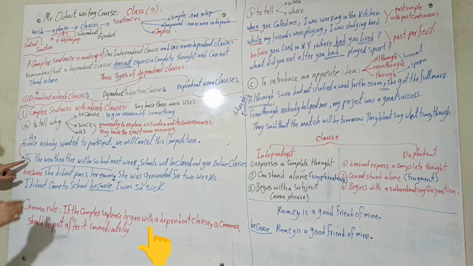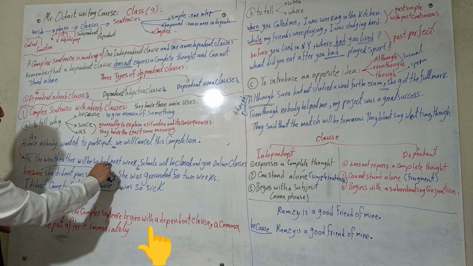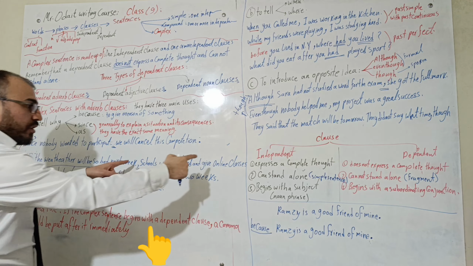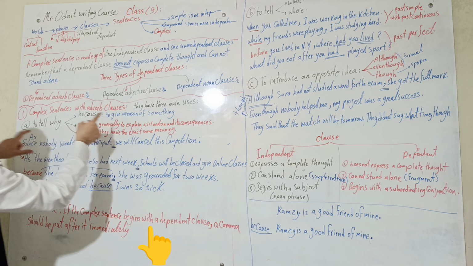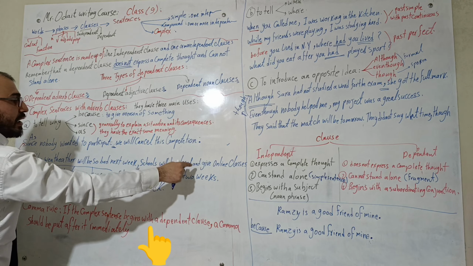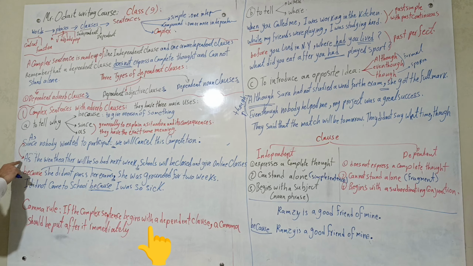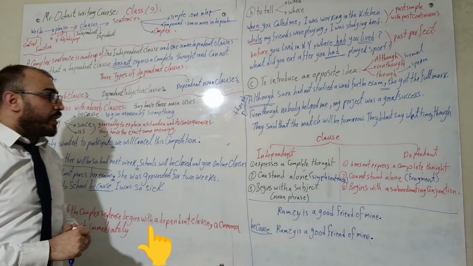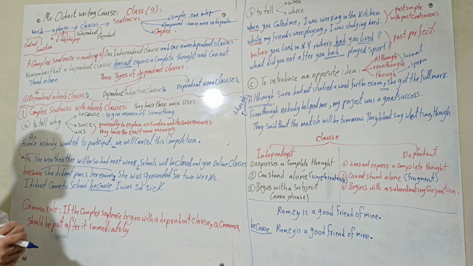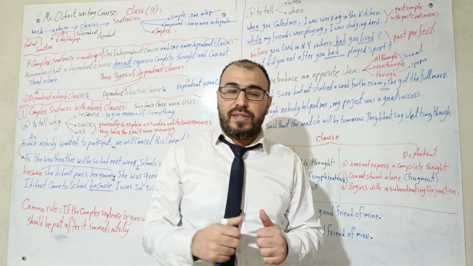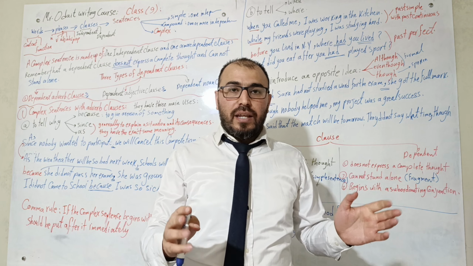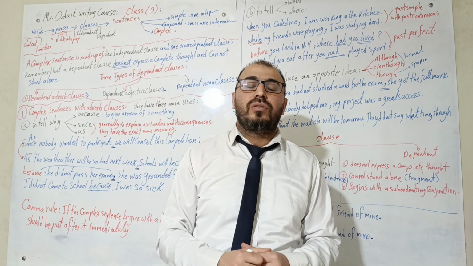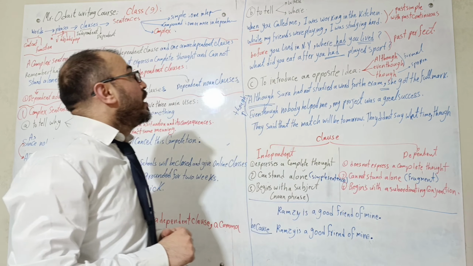Again, my friends, the same sentence here. As the weather will be so bad next week, schools will be closed and give online classes. I can move this independent clause to the beginning. I say schools will be closed and give online classes, and I don't use a comma, and I continue saying as the weather will be so bad next week. I hope you understood the comma rule, because, my friends, a lot of students make mistakes in the IELTS, TOEFL proficiency exams. So please, my friends, try to be aware of this problem.